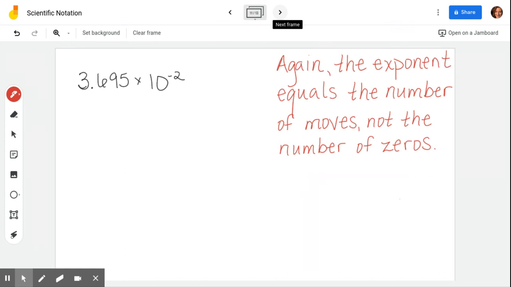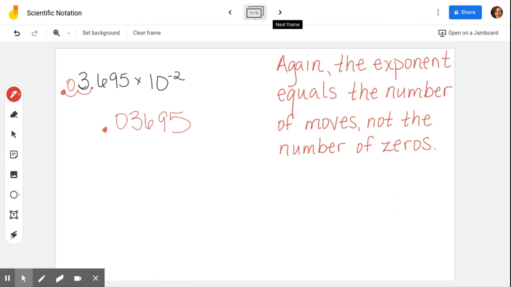One more. I want to take 3.695 times 10 to the negative second. My exponent's negative, so it's telling me to pick it up and move it 2 to the left. 1, 2. Lock it in. Fill in any gaps you made. So 0.03695.